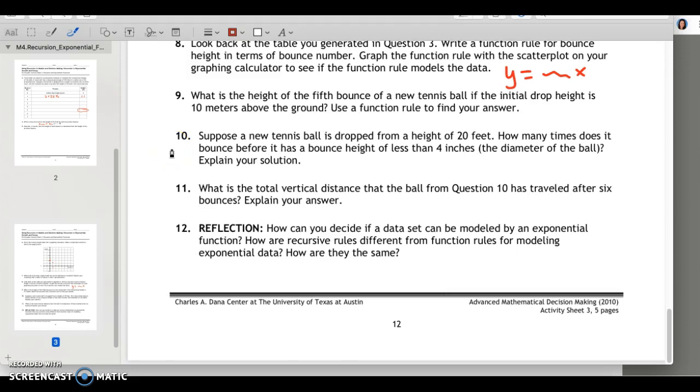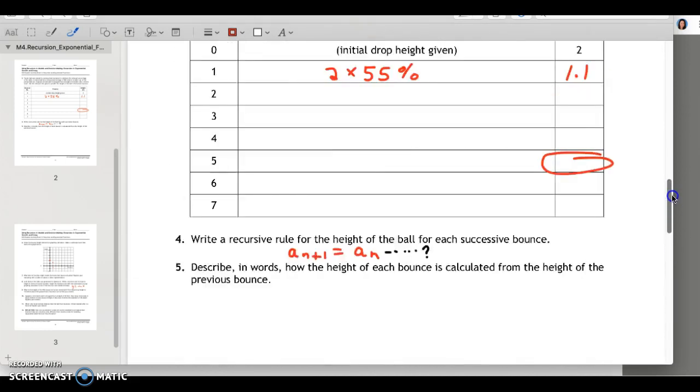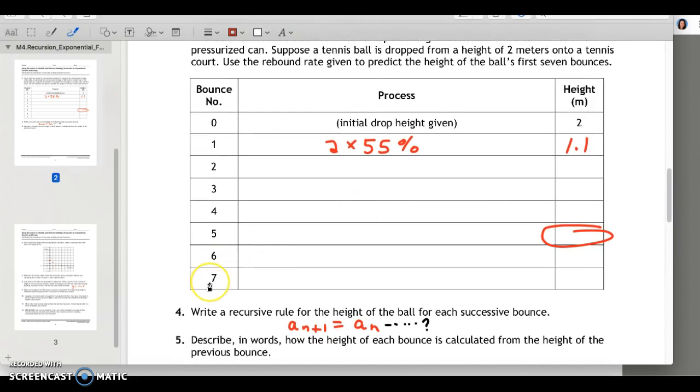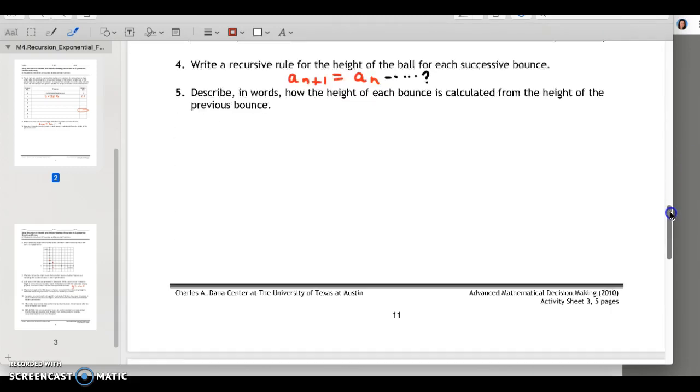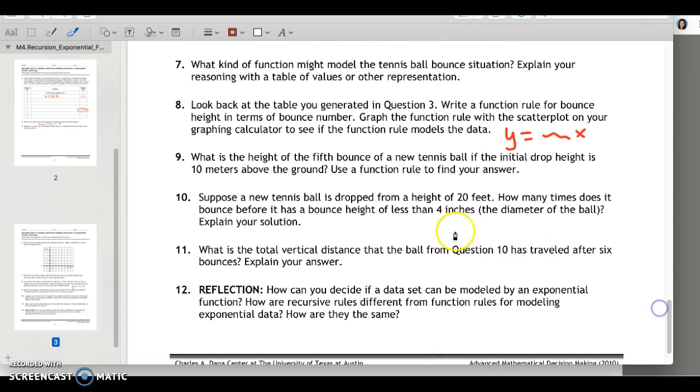is, let's see, suppose a tennis ball is dropped from 20 feet. How many times does it bounce before it has a bounce height of less than 4 inches? So that would be if you continued your table all the way until you got a height less than 4 inches, then how many bounces would it take? So you would go up to your table and see if 7 wasn't enough, then you'd have to go to 8, 9, 10, and so forth. But you want it to have the first bounce where there is a height that's less than 4 inches. You could also plug in 4 into your function and then solve for X. That's just an alternative way.